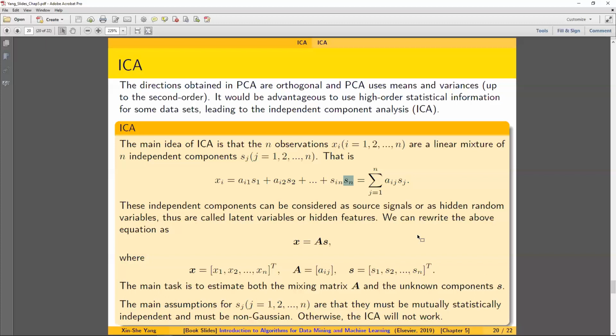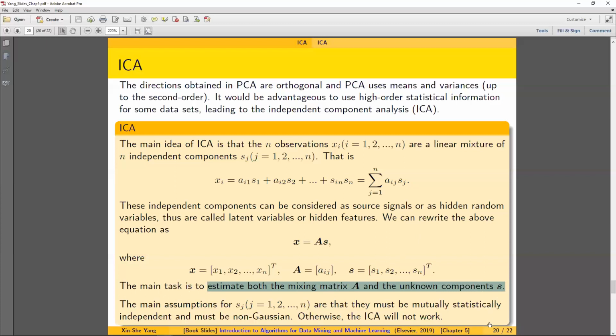So the idea is, is it possible that we come back with a relationship between all those hidden variables or hidden signals, S1 all the way to Sn, and use matrix A, multiplied with S, so that we arrive at our observation of X. We're trying to identify this A and the corresponding S. The main task is really to estimate the mixing matrix A and the unknown components of S.